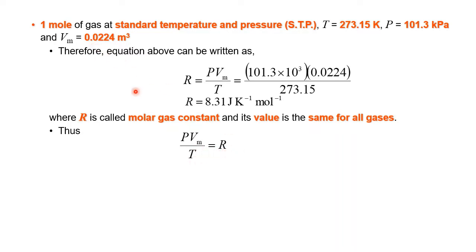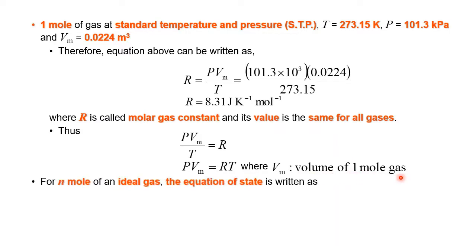So ini adalah untuk 1 mole. Okay, PV over T equals R ni adalah untuk 1 mole of gas. So PVm equals RT. Okay, untuk 1 mole of gas, where Vm is volume of 1 mole gas. Alright. So for n mole, okay, n is number of mole. Okay, maybe 2 mole, 3 mole, whatever value of mole of an ideal gas. So the equation of state is written as PV equals nRT, where n is number of mole.